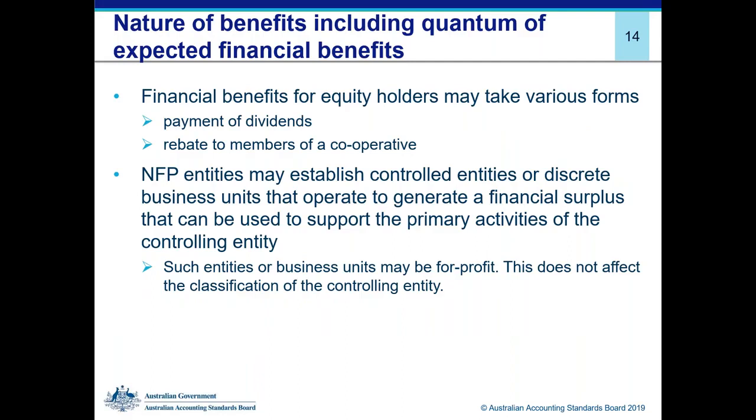One thing to bear in mind is that financial benefits for equity holders may take various forms. Often it can be payment of dividends, but there can be other forms as well, such as a rebate to members of a cooperative, for example. Now, not-for-profit entities, just another point, may establish controlled entities or discrete business units that operate to generate a financial surplus that can be used to support the primary activities of the controlling entity.